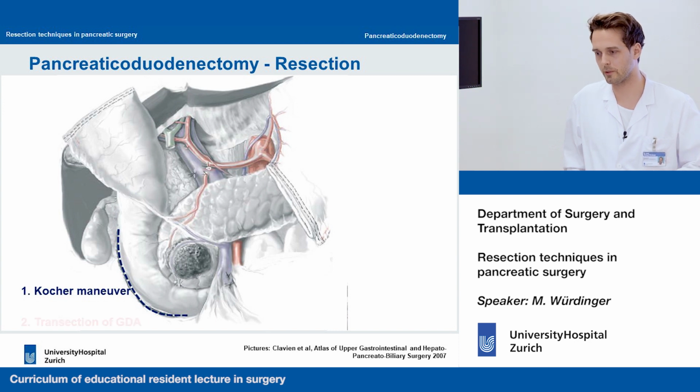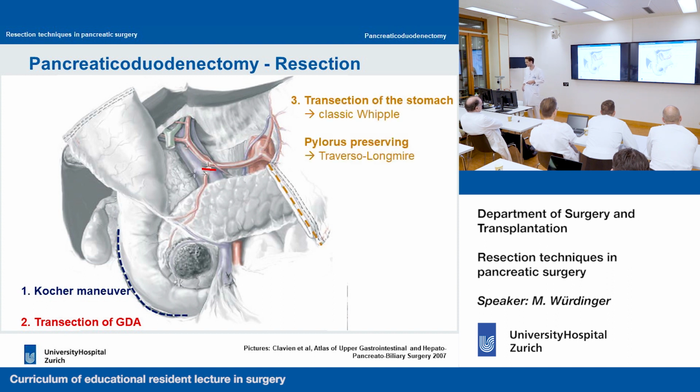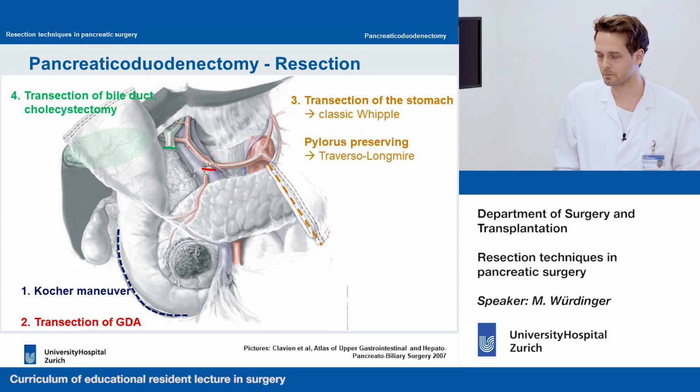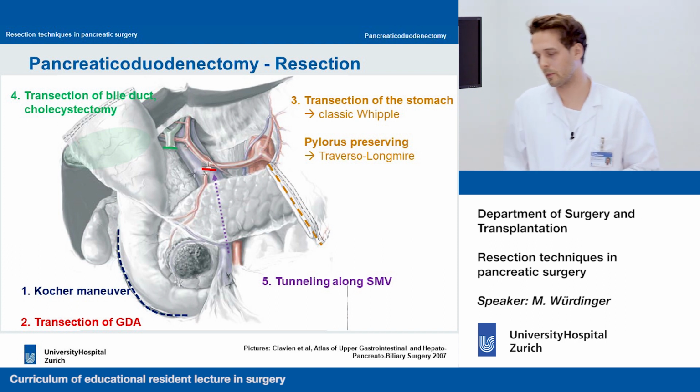Then in the next step, the preparation with a transection of the GDA. Then the transection of the stomach in classic Whipple, or in pylorus preserving of the duodenum. The transection of the bile duct and the cholecystectomy before. And in the end, the transection of the pancreas at the border between head and the body of the pancreas.